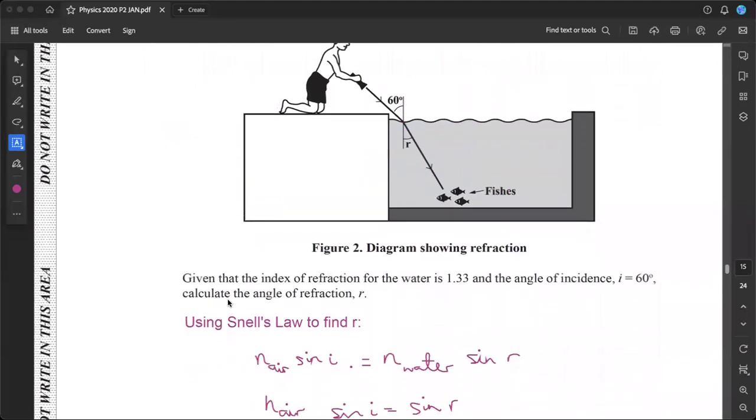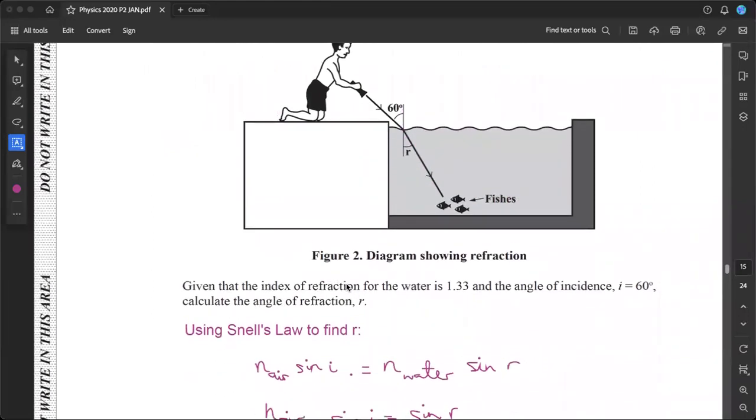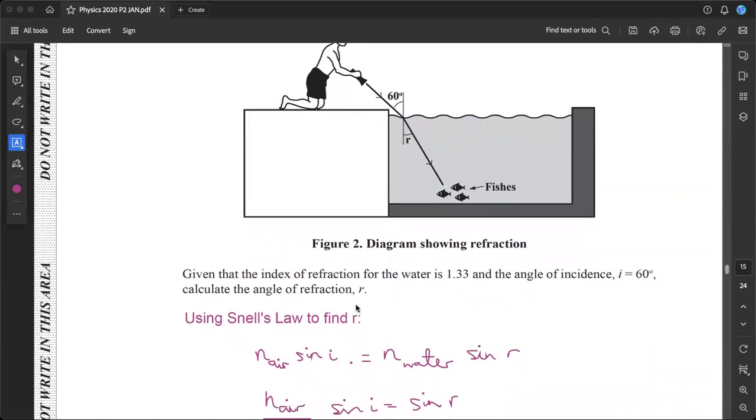They're asking now that, given the refractive index of water is 1.33 and the angle of incidence is 60 degrees, as they've shown here, calculate the angle of refraction. Okay, so remember that second law that we mentioned up top. There were two laws that we said. The second law was Snell's law, and so we have to use Snell's law to find R, which is our angle of refraction.